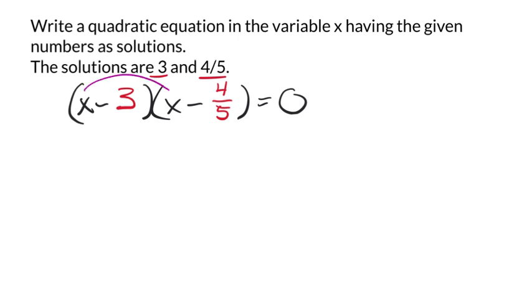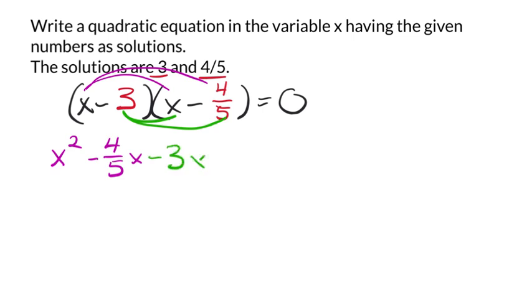So I have x times x, which is going to be x squared. Then I've got x times a negative 4/5, which is negative 4/5 x. And then we've got this negative 3 distributed to both terms as well. So negative 3 times x is going to be negative 3x. And then negative 3 times negative 4/5. So I'm going to keep this as a fraction and show it as positive 12/5. And yes, this still equals 0.